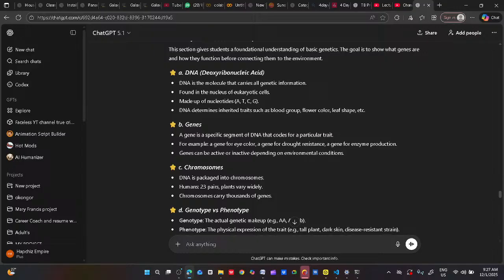Apart from that, it is made up of 4 nucleotide bases. Number 1, adenine, which is called A. The second one is T, which is thiamine. The third one is cytosine, which is represented by C. The last one is G, which is guanine. And every time, adenine will always pair with thiamine. Guanine will always pair with cytosine.